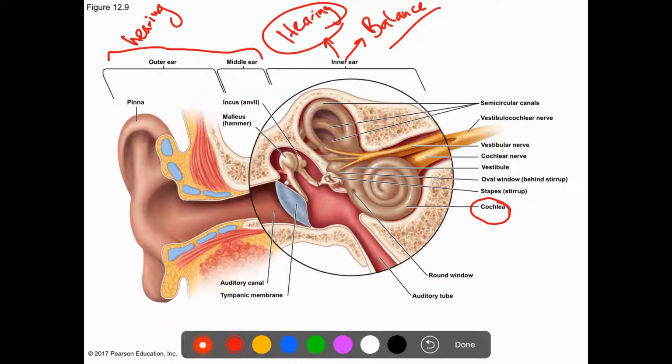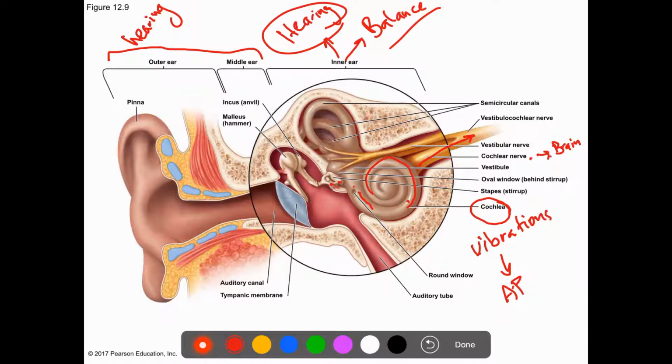Here, the cochlea is converting these vibrations to action potentials. So remember, the vibrations arrive to here. Inside there is a fluid. The fluid will start to vibrate, and it will go through the cochlea. The cochlea will convert these fluid vibrations into action potentials and send them through the cochlear nerve to the brain. And that's how we are hearing.